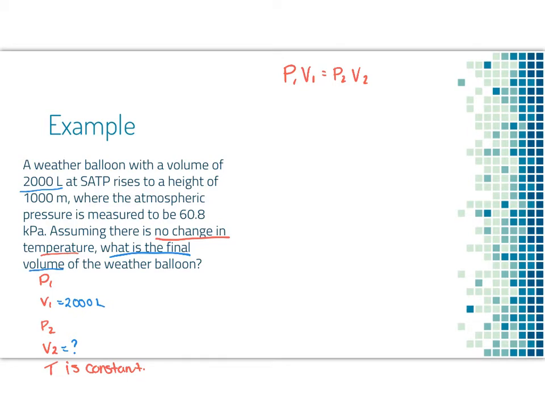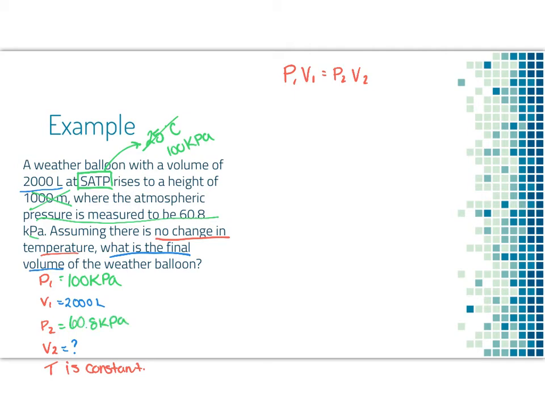Our initial pressure isn't actually listed as a number here. However, they say that they are at SATP conditions. SATP conditions are 25 degrees Celsius and 100 kPa. So because temperature is constant, I don't need this piece of information. I simply need to write down my pressure. It's going to go to a height of 1,000 meters, which is not important information. Height isn't required here. And the pressure is 60.8 kPa.